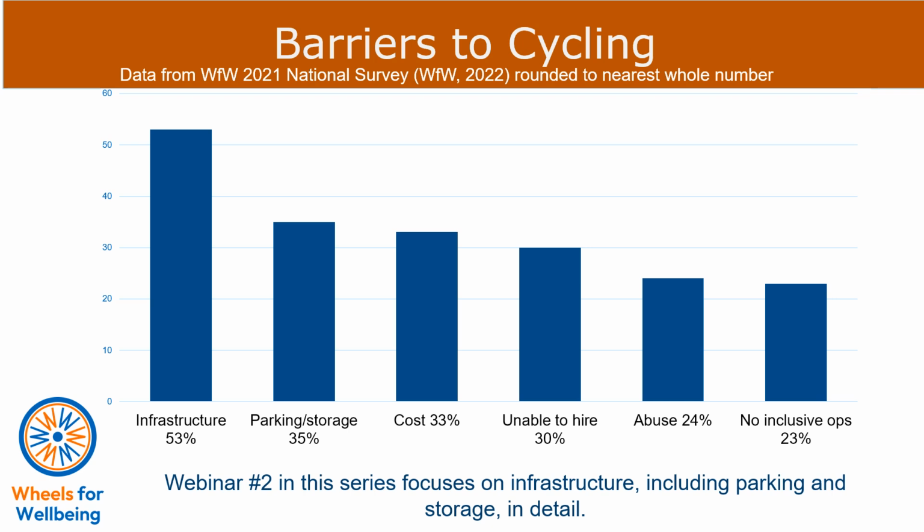35% said parking or storage for their cycle was a barrier. 33% mentioned the cost of non-standard cycles or adaptations to cycle. 30% mentioned being unable to hire or loan a cycle that was suitable for them. Nearly a quarter, 24%, said that public hostility or harassment or abuse was a deterrent to cycling. And 23% talked about the lack of opportunities to try out cycling in their area so they could figure out what kind of cycle worked for them.